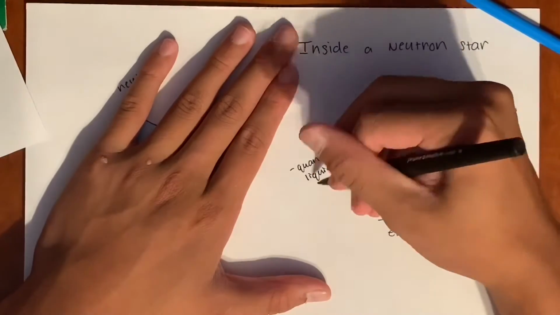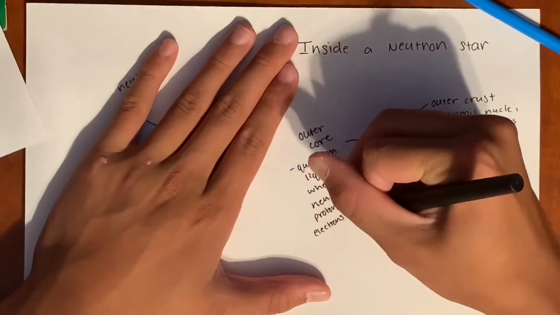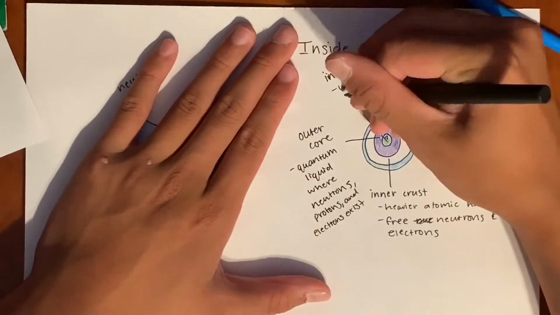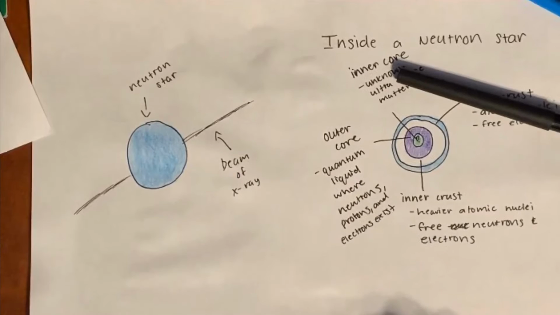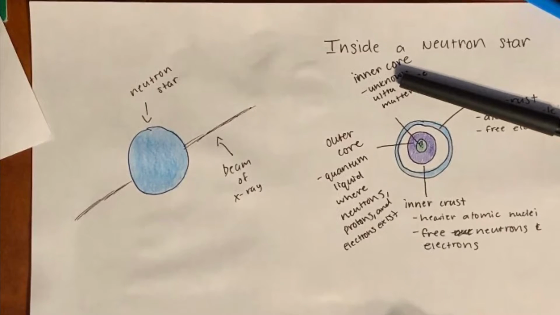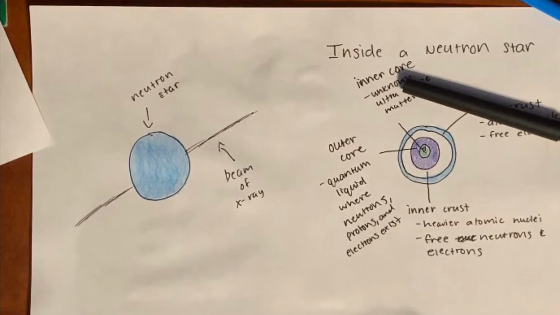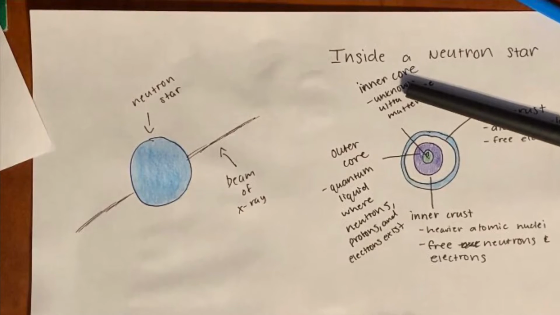Below the inner crust contains the outer core. The outer core contains the quantum liquid where neutrons, protons, and electrons exist. Below the outer core, it contains the inner core. Inside the inner core, there is an unknown ultra-dense matter.